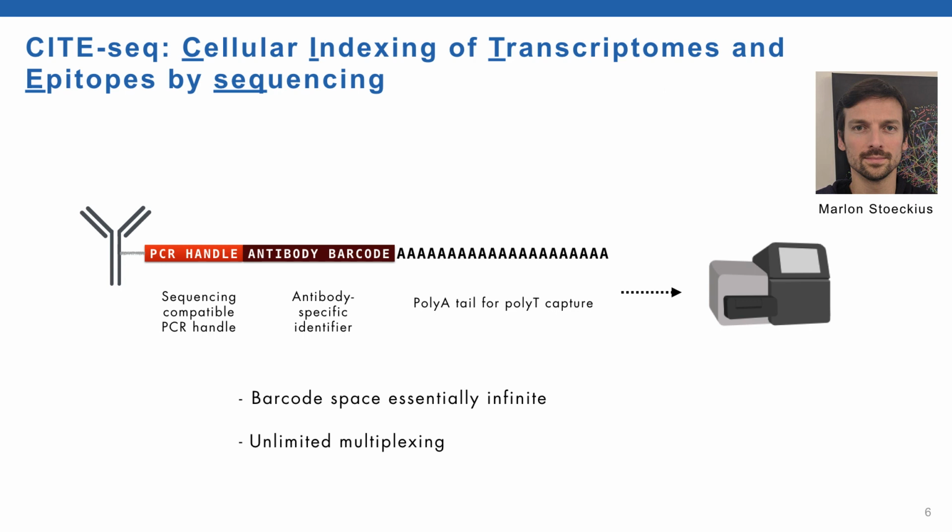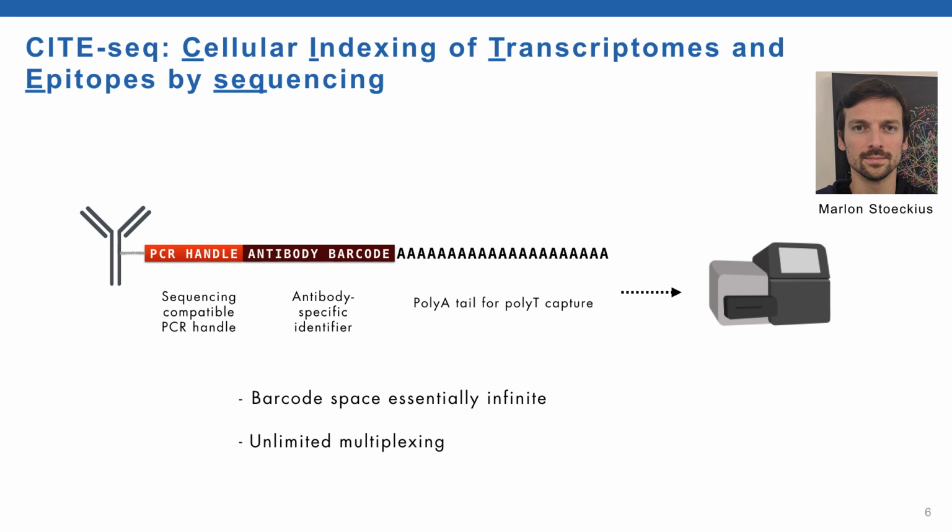So the oligos that he attached to antibodies look something like this. There's a poly-A sequence at the 3' end that enables these oligos to be captured by poly-T barcoded primers in the single-cell methods. There's an antibody-specific identifier, so a barcode sequence that tells you which antibody this oligo has been attached to, and then an amplification handle that you can use for subsequent library production and sequencing.